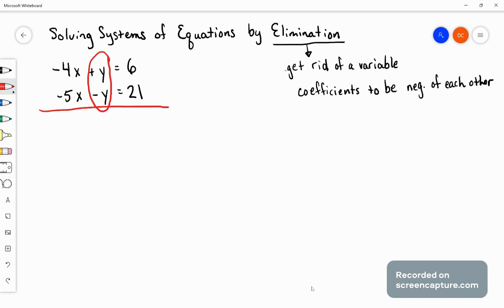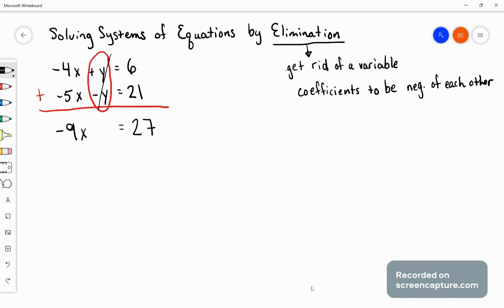That's all I'm going to do. I'm going to add these two equations, and create a new equation that has eliminated one variable, so I'm only left with one other variable to solve for. So negative 4x plus a negative 5x gives me negative 9x. Positive y plus a negative y is 0y, so we don't write that. Those have been eliminated. This is equal to 6 plus 21, which is 27.